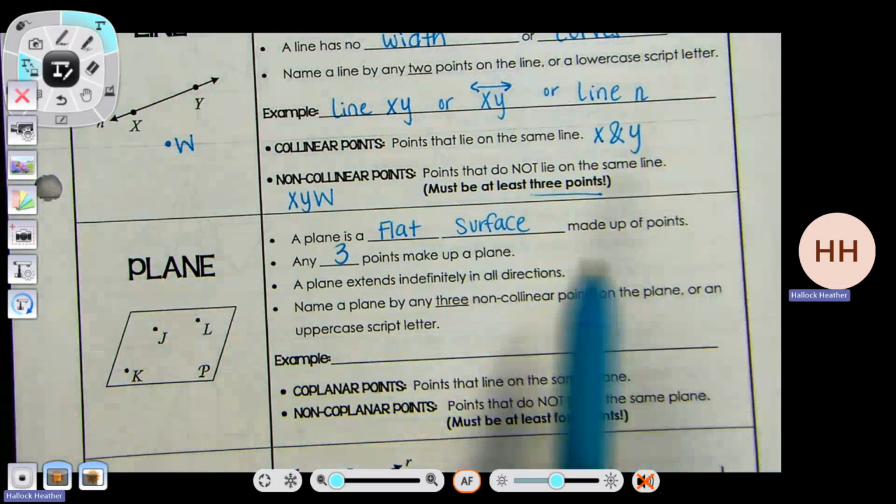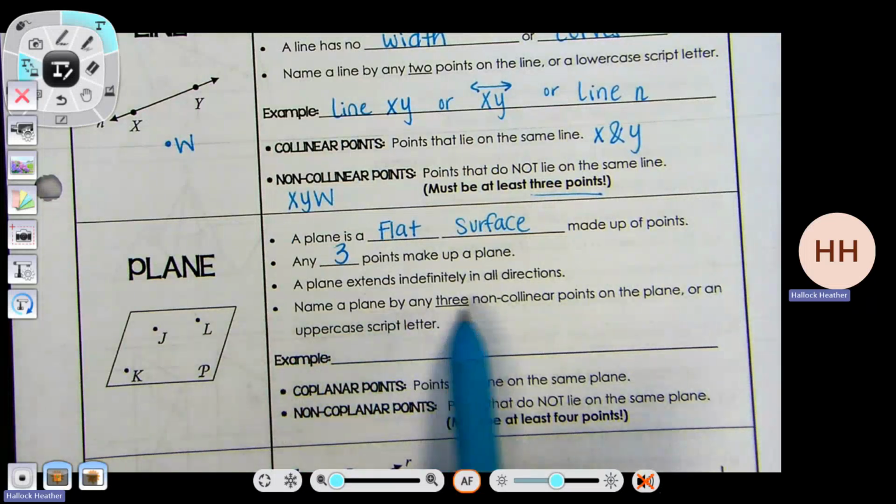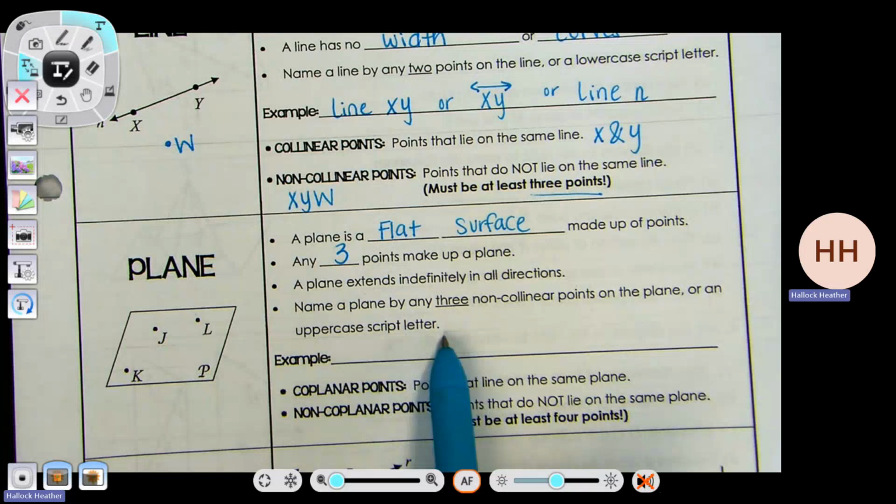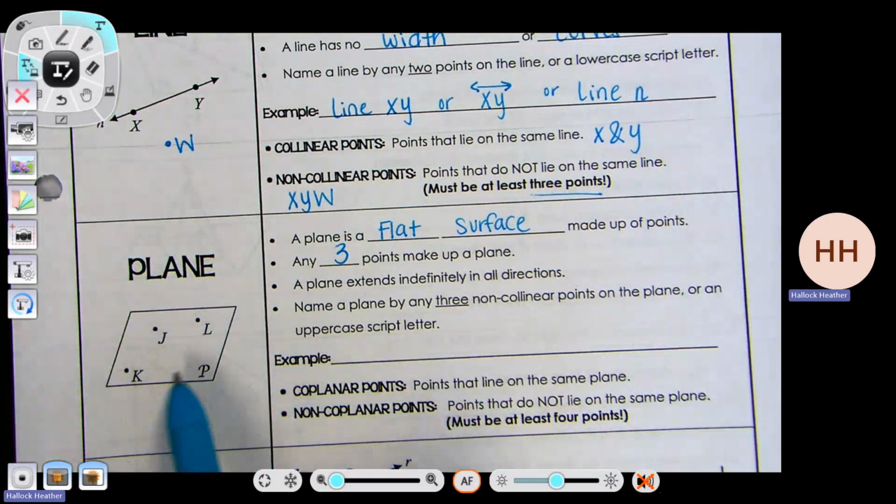Okay. To name a plane, use 3 non-collinear points on the plane or an uppercase script letter. So once again, you have 4 letters over here. Which 3 are actually points?